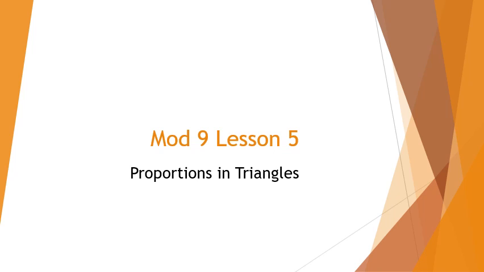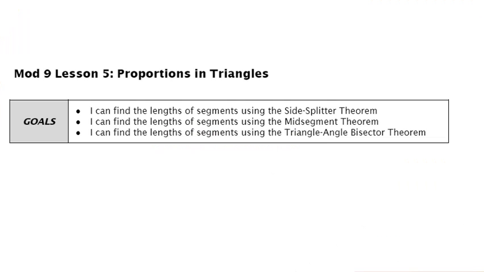This is the video for Mod 9 Lesson 5, Proportions and Triangles. The goal of this section is to build on our properties with similar triangles and proportions to find more efficient ways to solve some of the problems we saw in the last section. So we're going to be using something called the side splitter theorem, finding lengths using the Midsegment theorem, and then also using something called the triangle angle bisector theorem.